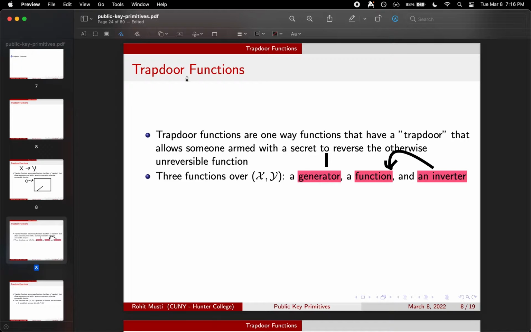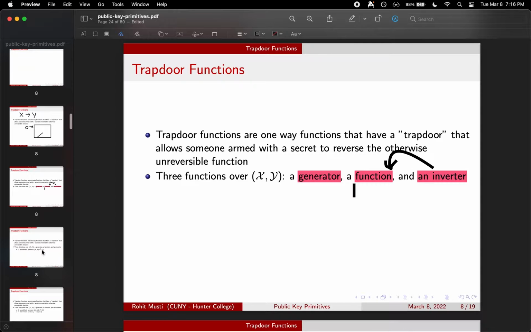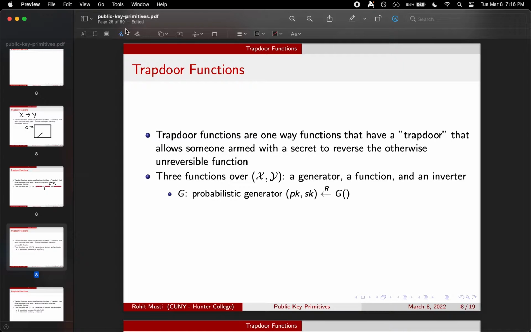So this right here is a one-way function from x to y. So let's talk about those. G is our generator. It's probabilistic, so it's not deterministic, so we get different outputs potentially every time. And it produces a public key and a secret key with uniform randomness.